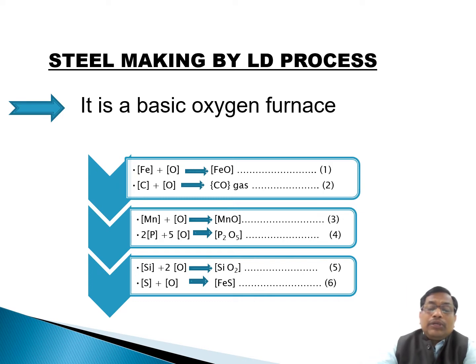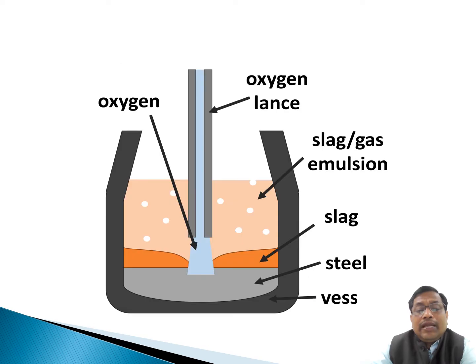So now we'll move to the next slide where we have shown you the LD converter. This is the sketch of the LD converter. The black line is the outer line of the LD converter, inside which we have taken the material, the pig iron, and you can see the oxygen lance here. That oxygen lance will supply the pure oxygen.